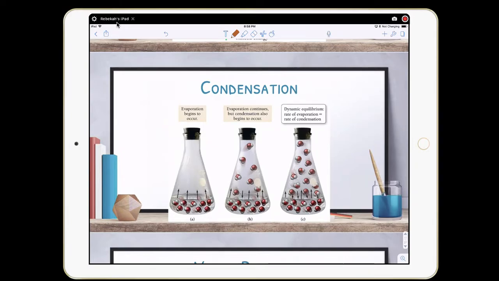Condensation is the exact opposite, right? So if you really have a good attraction to your neighbor as a liquid, you're going to want to become a liquid easier. So you will need less prompting to become a liquid. Whatever property you have as far as evaporation is concerned, the opposite is true for condensation. So if you're very difficult to evaporate, you're very easy to condense.